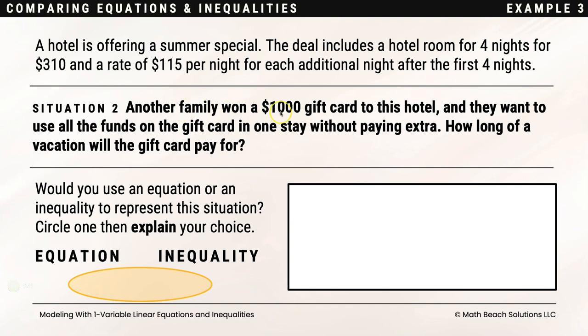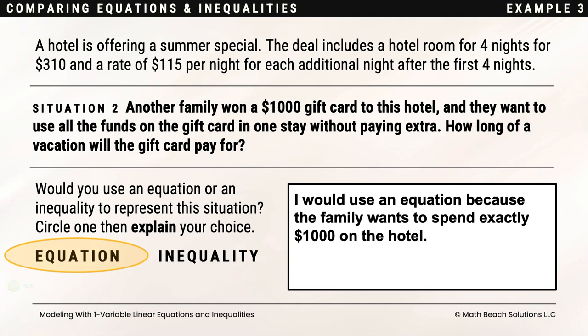In this part of the example, we have a second situation. Another family won a $1,000 gift card to this hotel, and they want to use all the funds on the gift card in one stay without paying extra. So we want to know how long of a vacation will the gift card pay for. Would we use an equation or inequality to represent this situation? I'm going to use an equation because the family wants to spend exactly the $1,000 on the hotel.